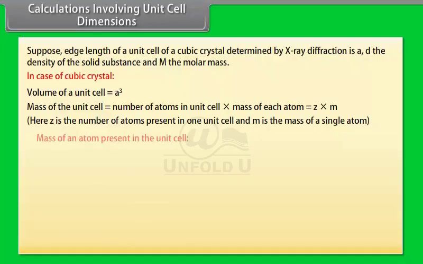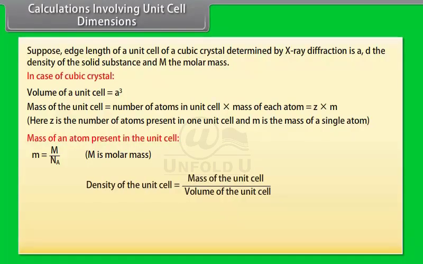The mass of an atom present in the unit cell, m, is equal to M upon N_A, where M is the molar mass. The density of the unit cell is equal to the mass of the unit cell upon the volume of the unit cell. Therefore, d is equal to Z times M upon a cubed N_A.